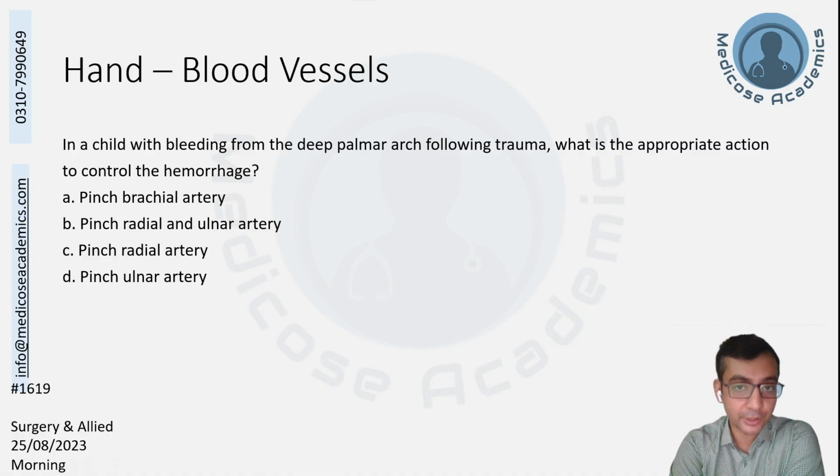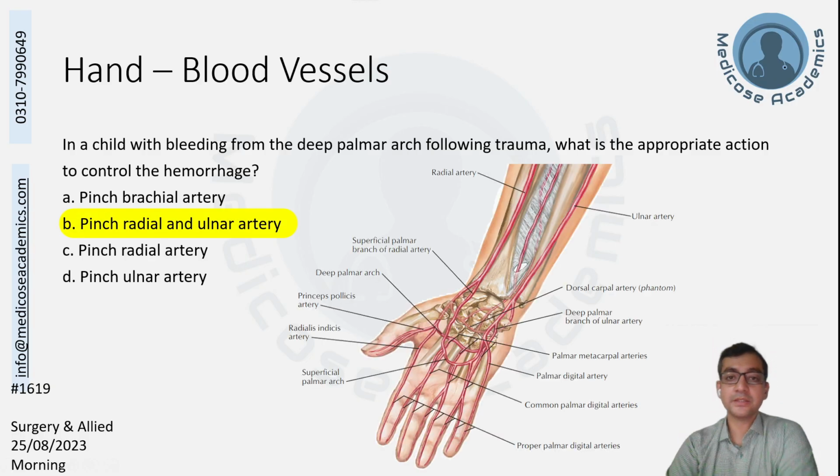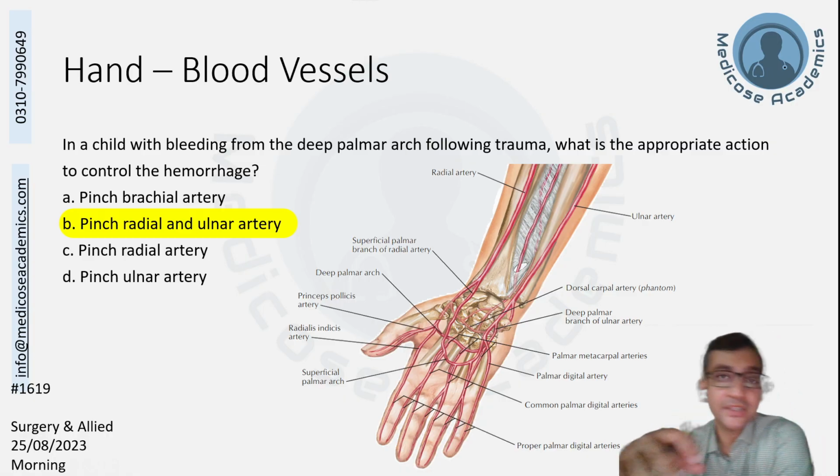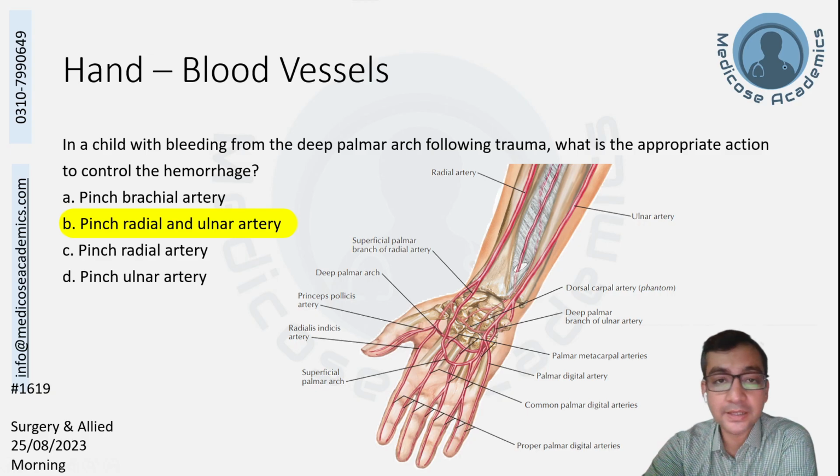In a child with bleeding from the deep palmar arch following a trauma, what is the appropriate action to control hemorrhage? Here you can ask about the palmar arch. The palmar arch is majorly made up of the radial artery. That radial artery goes to the back of the thumb, and then between the thumb and the first finger, through these two spaces, it comes in front and makes this deep palmar arch, and it is supplemented on the opposite side by the deep branch of the ulnar artery. So if you have been asked what is the major arterial supply, then radial artery would have been a better answer.